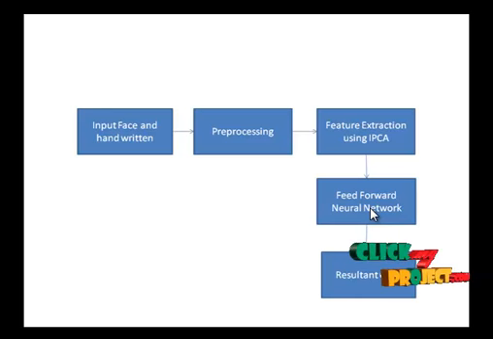A class of statistical models may be called neural if they consist of a set of adaptive weights, numerical parameters that are tuned by a learning algorithm, and are capable of approximating nonlinear functions of their input. The adaptive weights are conceptually connection strengths between neurons, which are active during training and predictions. The output is given to the resultant class.